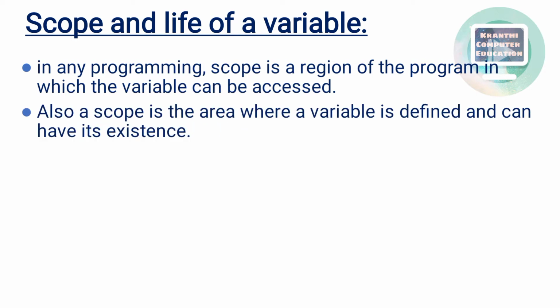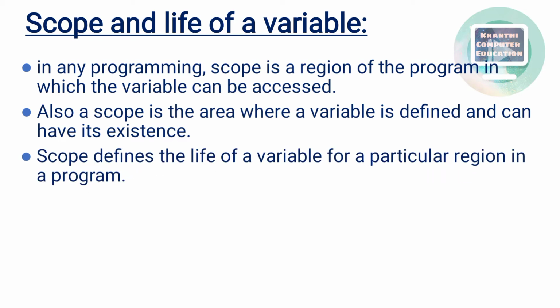Also, a scope is the area where a variable is defined and can have its existence. So scope is the area in which a variable is defined, declared, and exists. Scope defines the life of a variable for a particular region in a program, from which place up to which place the variable is available. That availability is called the life of a variable.